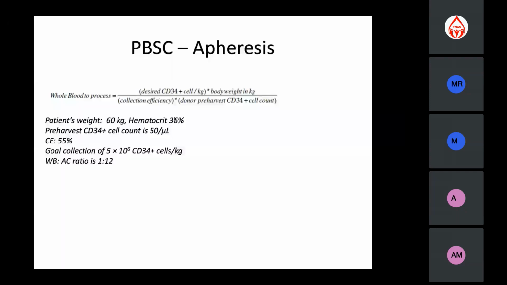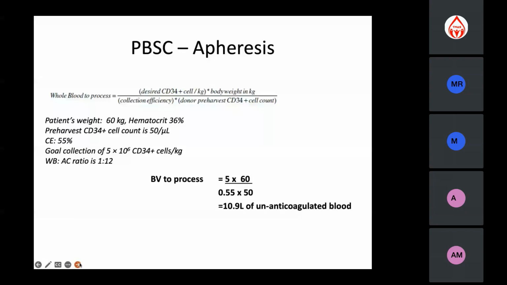The formula is desired CD34 cell dose times body weight of the recipient, divided by collection efficiency times peripheral blood CD34 count of the donor. In this case, the target is 5 million cells per kilogram body weight, that is 5. The body weight is 60, divided by collection efficiency, as a percentage, 0.55, and the peripheral blood CD34 count is 50 cells. So the blood volume to process is 10.9 liters of unanticoagulated blood.